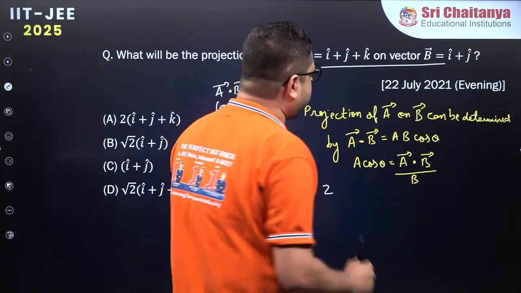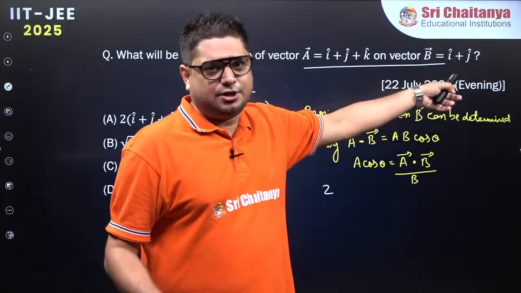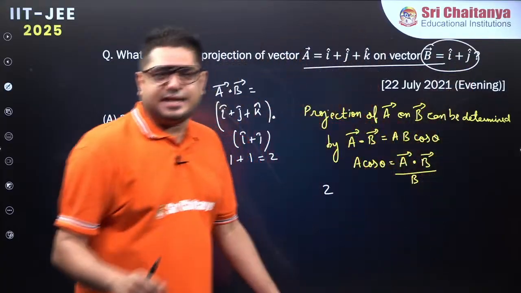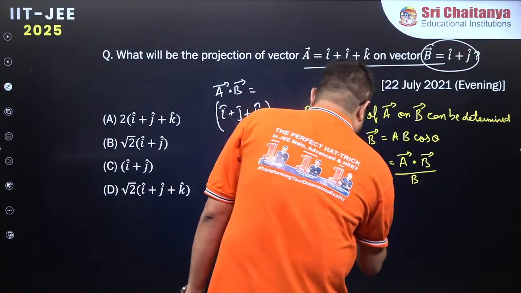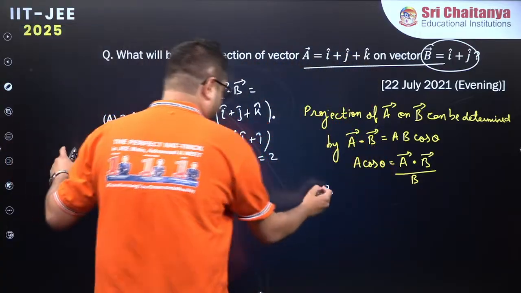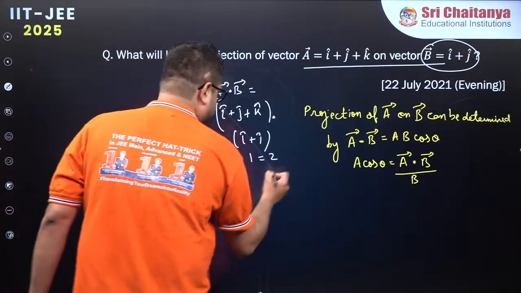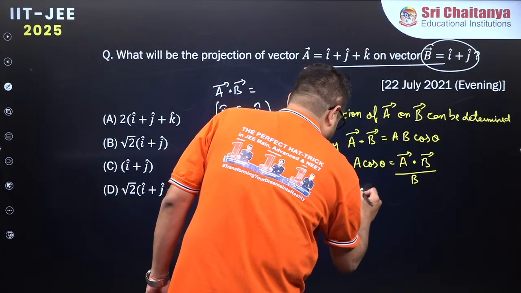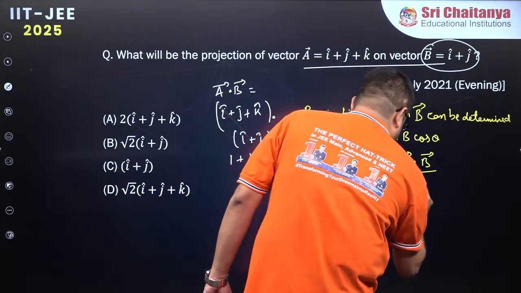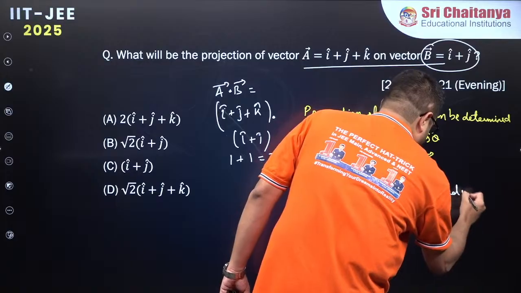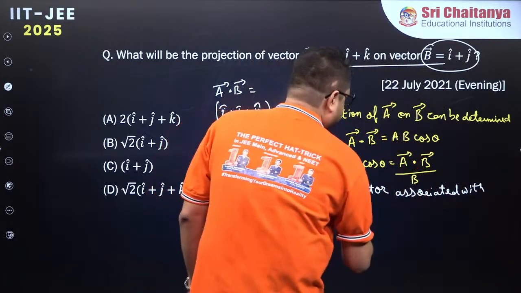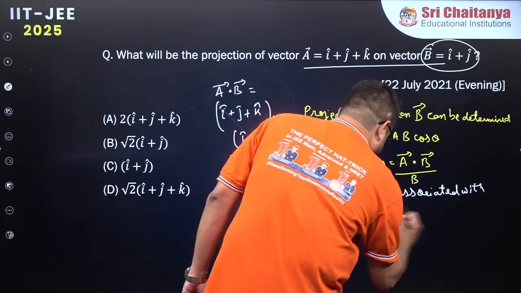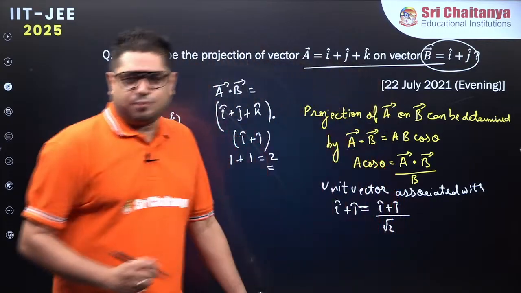Now the projection is going to be on that vector, isn't it? So now we have to find out the unit vector associated with I cap plus J cap. So what we are going to do is, this value which we are obtaining over here is equivalent to 2. So you can write it down, everyone, that the unit vector associated with I cap plus J cap is going to be equivalent to I cap plus J cap by square root of 2, isn't it? That's what is going to be our value.